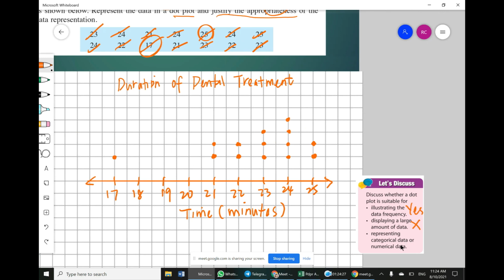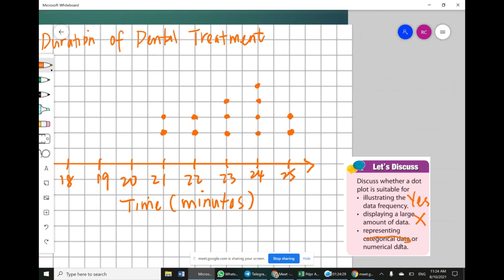Last, representing categorical data or numerical data. Now I want to ask you, do you still remember what categorical data is? For example, colors of car. What else? Flavors of sweet. Gender. Colors of shirts. Colors of rainbow. Yeah, correct.